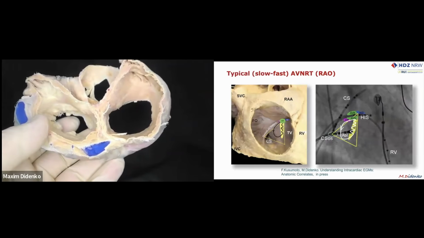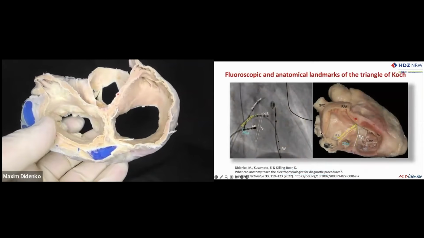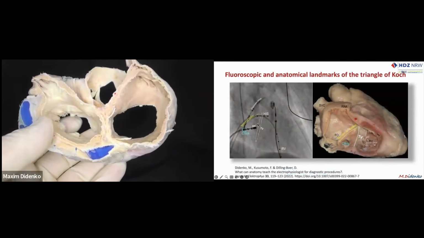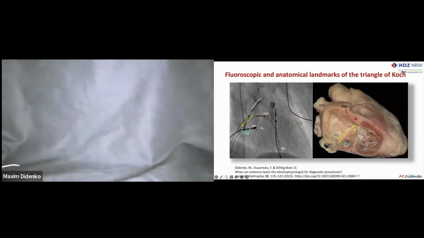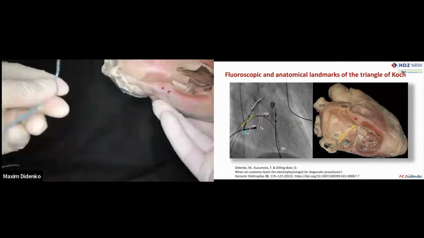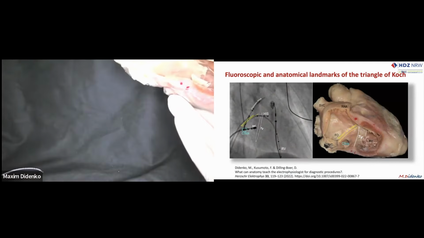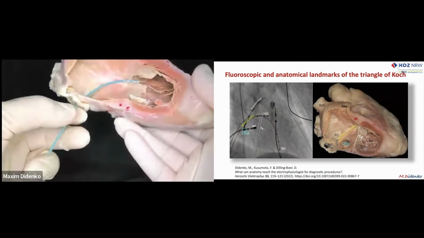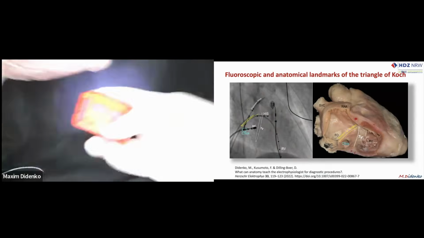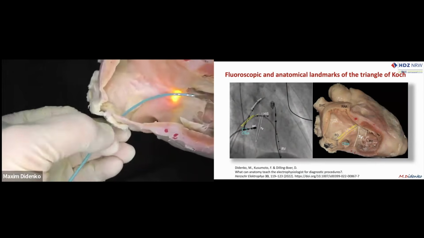So this is just a simple imagination of how we can imagine and transfer it to our X-ray. Again, this is our ablation catheter. I will also show on the real specimen. The His catheter is placed here, and again I will show you with the transillumination. So we place it here.